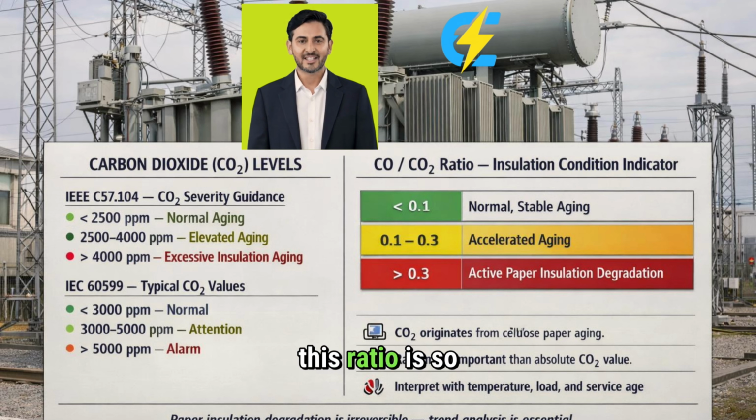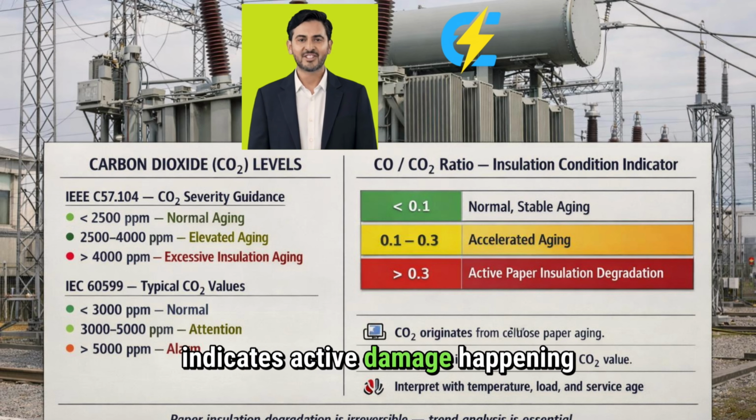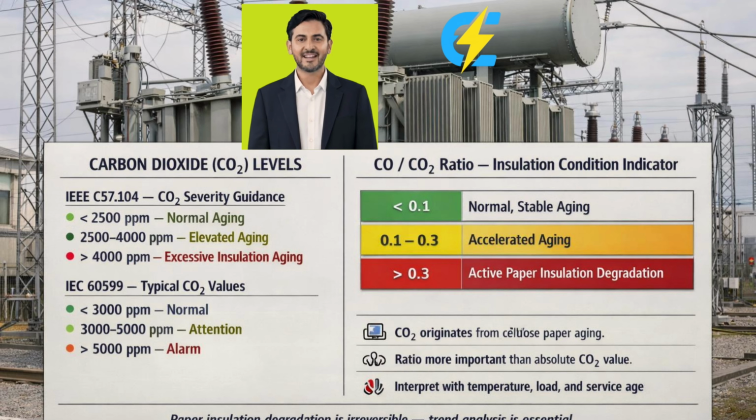Let me explain why this ratio is so important. Carbon monoxide, or CO, indicates active damage happening right now. It forms when cellulose insulation is being actively degraded under thermal or electrical stress. Carbon dioxide, on the other hand, represents the cumulative history of aging. When you divide carbon dioxide by CO, you get a ratio that reveals the rate of insulation life reduction. A carbon dioxide to CO ratio greater than 10 suggests normal or slow aging and generally healthy insulation. This is what we want to see. It means the transformer is aging gracefully with minimal active degradation occurring.